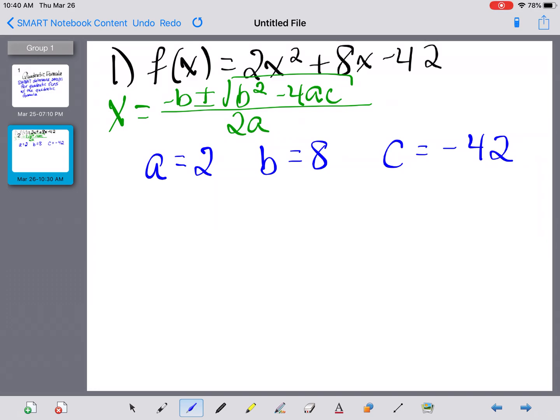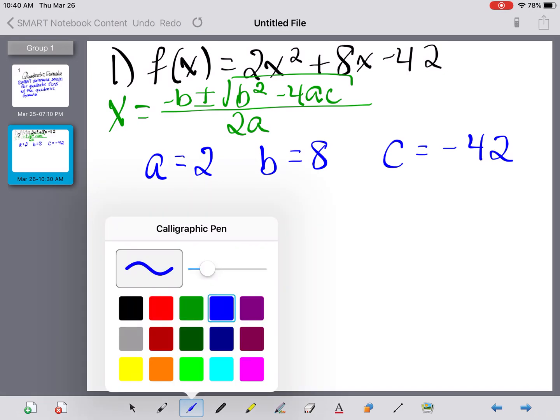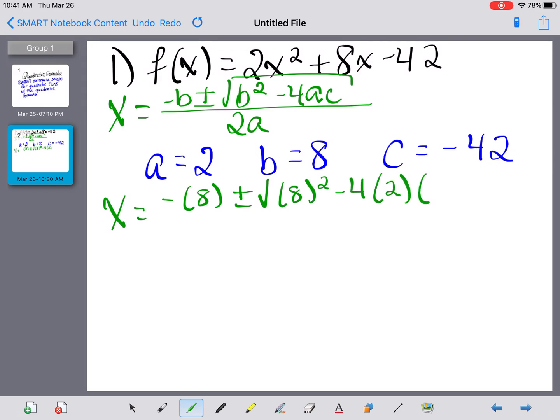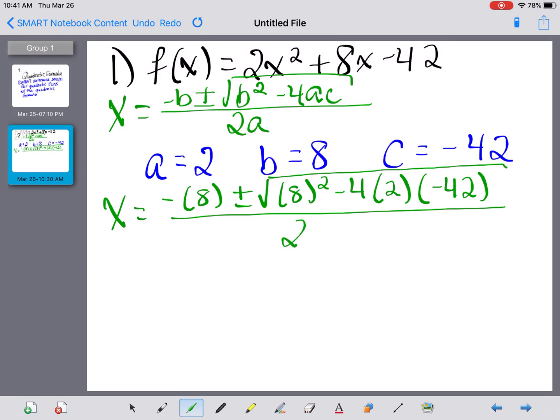Now all I'm going to do is use my formula and substitute my values in, using parentheses when I replace anything. So I get x equals negative of b, which is 8, plus or minus the square root of 8 squared minus 4 times 2 times negative 42, all over 2 times my a value, which is 2. So at this point, you've done a lot of the work. You've put everything in. All we have to do now is simplify it down.